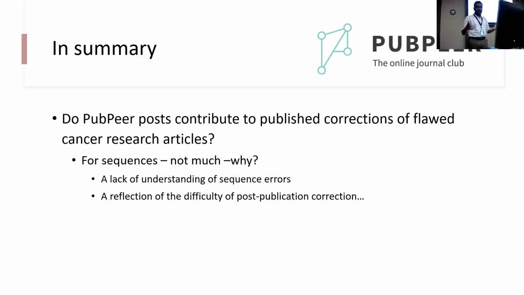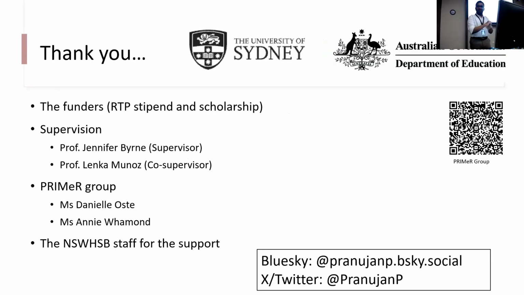So in summary, to answer the question, not much is happening in terms of sequences, and this could be because there might be a lack of understanding of sequence errors, or it could be a reflection of just how difficult post-publication correction is. And so considering this disconnect, we definitely need to make PubPeer more translatable into published corrections.